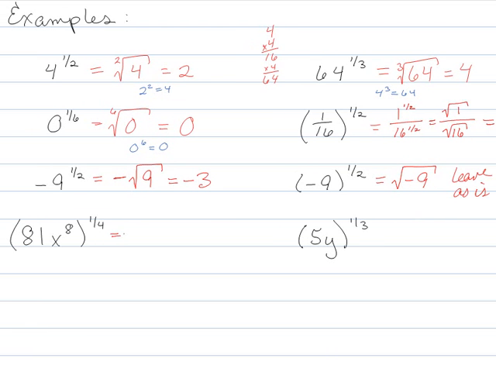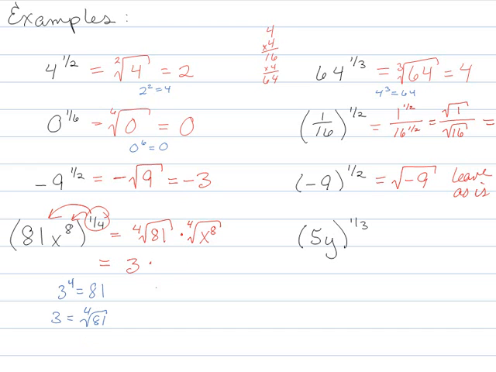Now for this one over here, again, we want to apply this to both terms inside. So we have the 4th root of 81 times the 4th root of x to the 8th. Alright, so what times what times what is 81? Well, 9 times 9, so that'd be 3 times 3 times 3 times 3. There we go. So 3 to the 4th is 81, and that means the 4th root of 81 is 3.